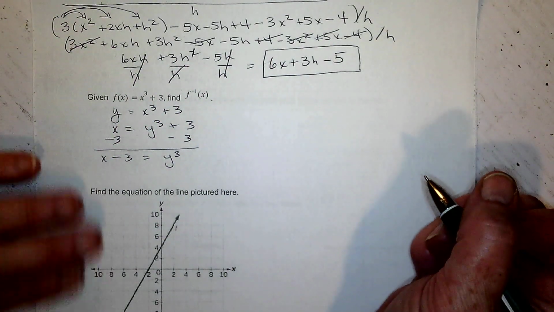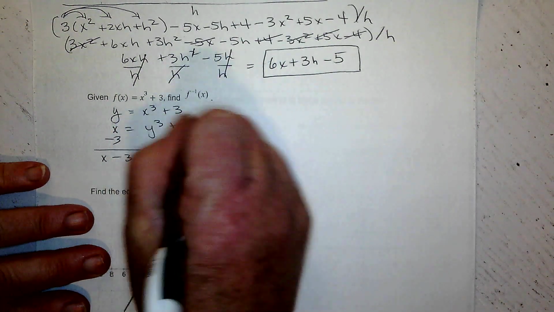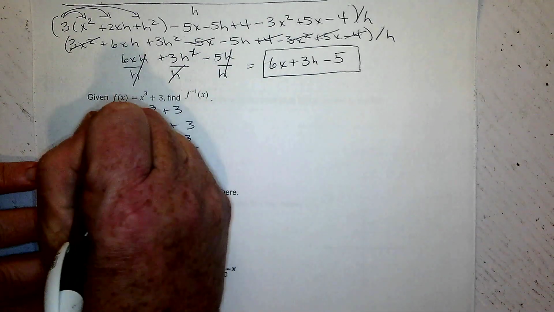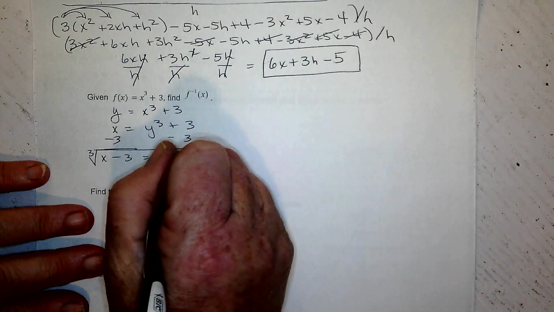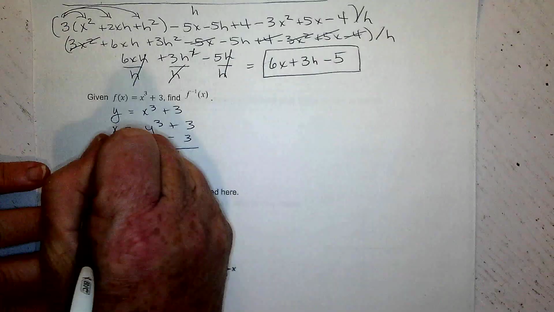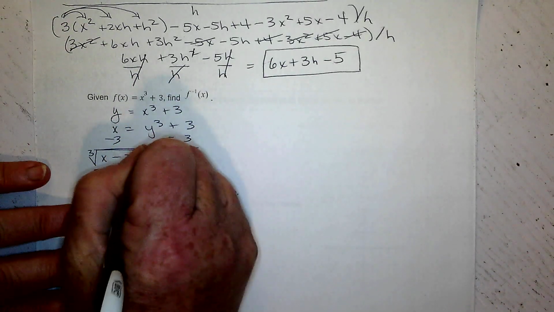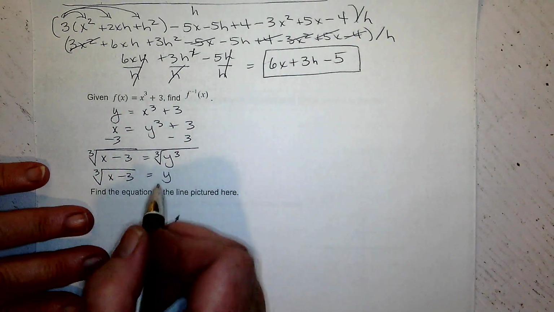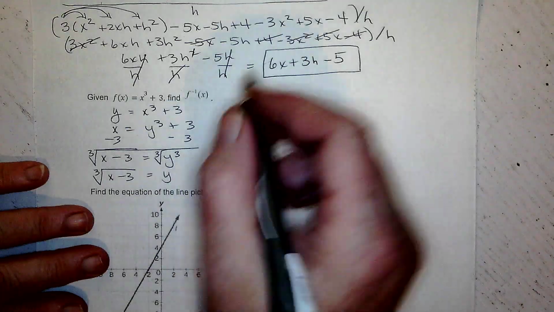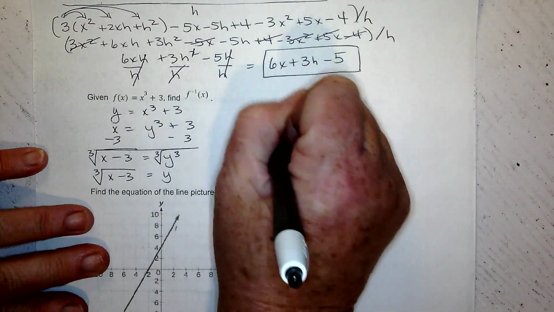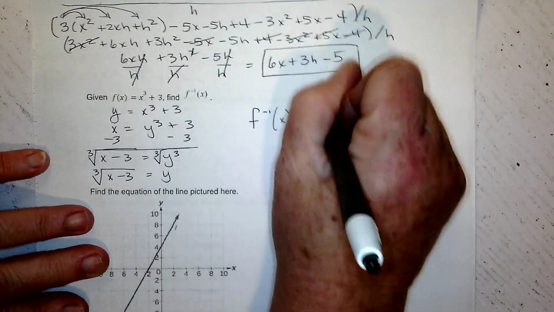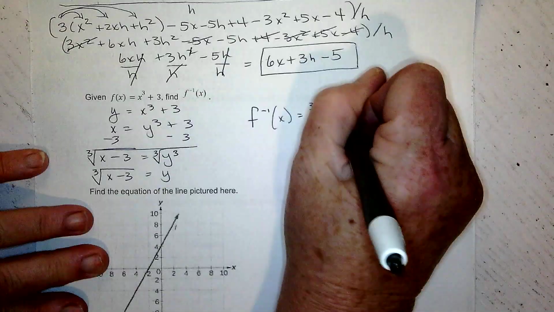Alright, we need to get rid of that cube. So I'm going to take my cube root on both sides. And y is equal to the cube root of x minus 3. Last step. I don't ask for the y, I ask for the inverse. So the inverse of x is the cube root of x minus 3.